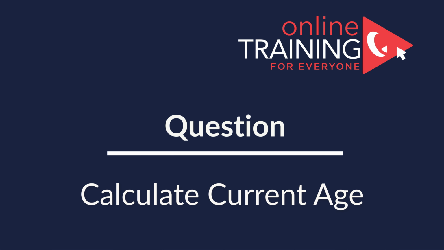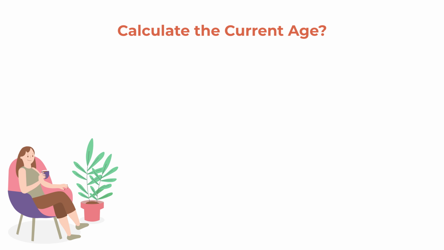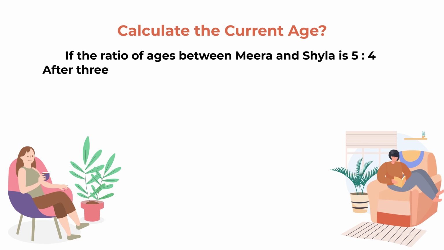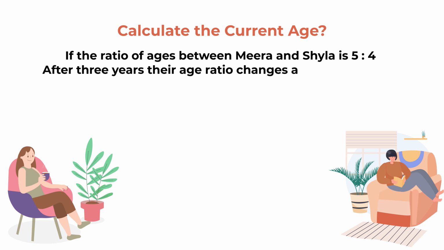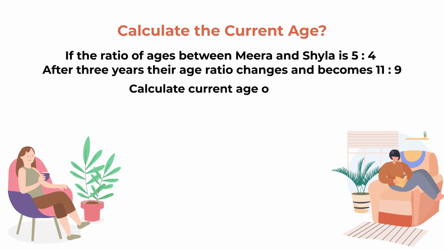Here's the question, which seems easy but has some tricky elements to it. You need to calculate the current age of Shyla. If the ratio of ages between Mira and Shyla is 5:4, after 3 years, their age ratio changes and becomes 11:9. You need to calculate the current age of Shyla.